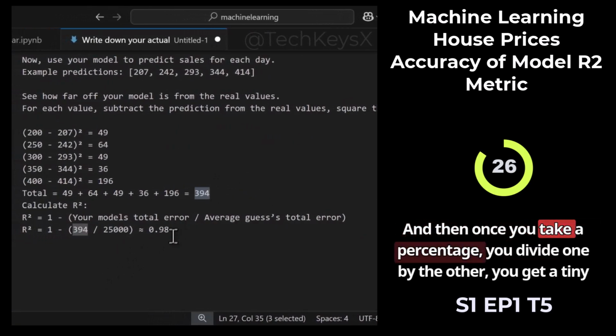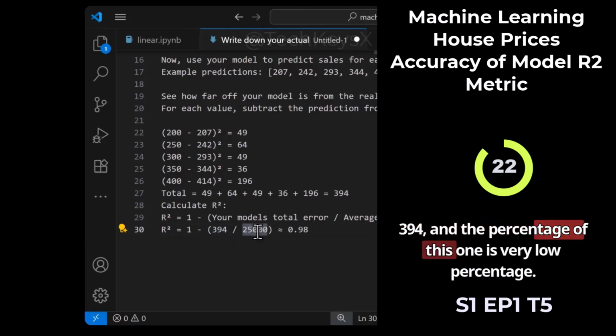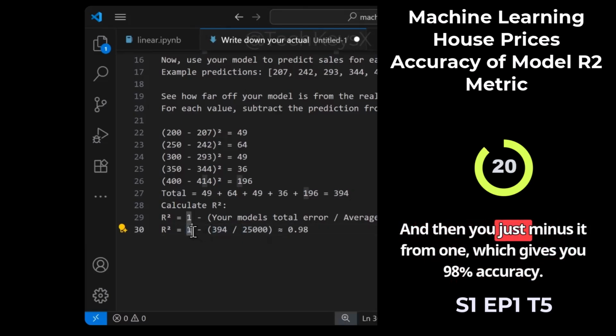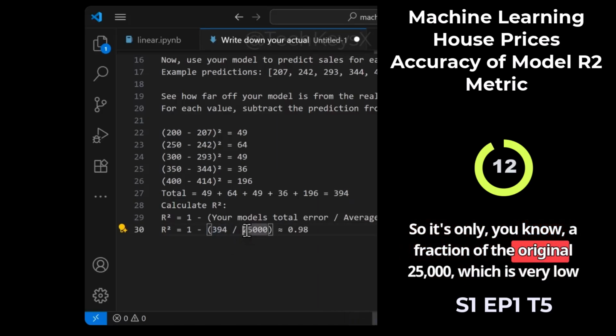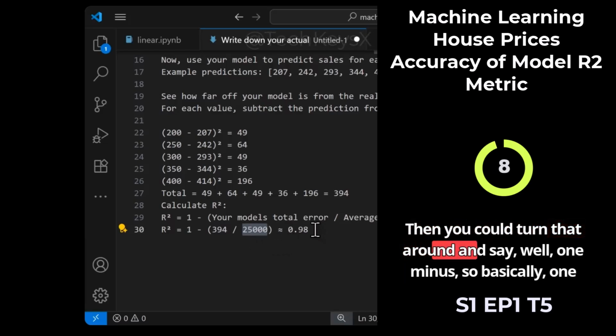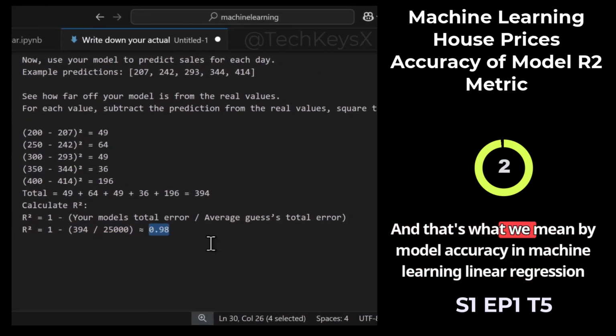And then once you take a percentage, you divide one by the other, 394 as a percentage of this one is a very low percentage. And then you just subtract it from 1, which gives you 98% accuracy. So what we're saying is, based on this 394, this is a very low number. It's only a fraction of the original 25,000, which is a very low error rate. Then you could turn that around and say, well, 1 minus that tiny number that we get as a result of this, this is 98% accurate. And that's what we mean by model accuracy in a machine learning linear regression model.